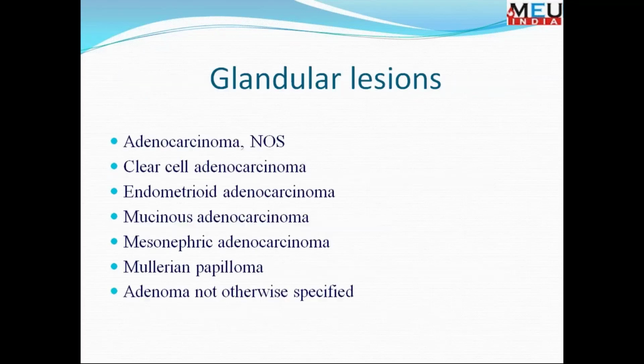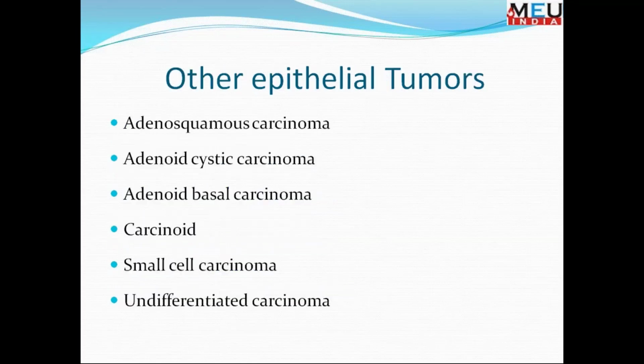The glandular lesions involve adenocarcinomas not otherwise specified, clear cell adenocarcinomas, endometrioid adenocarcinomas, mucinous adenocarcinomas, mesonephric adenocarcinomas, Mullerian papillomas, and adenomas not otherwise specified. The other epithelial tumors are adenosquamous carcinoma, adenoid cystic carcinoma, adenoid basal carcinoma, carcinoid, small cell carcinoma, and undifferentiated carcinoma.